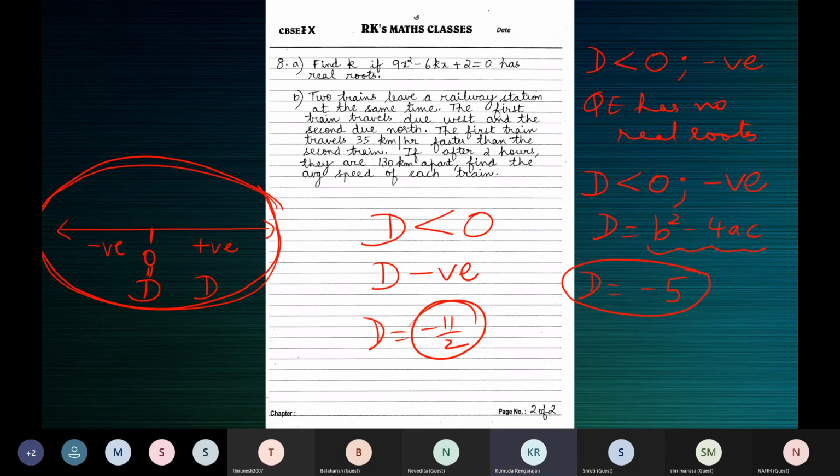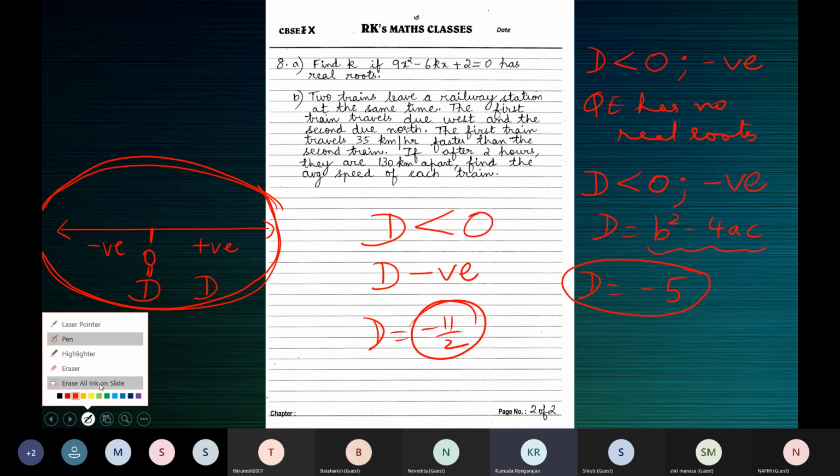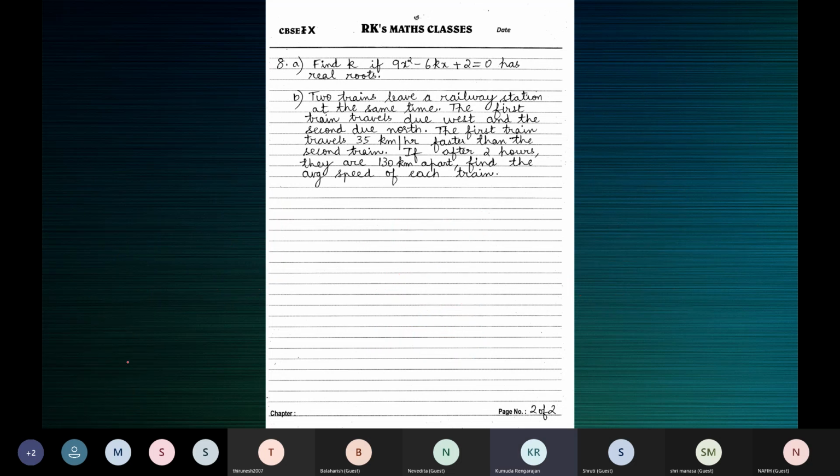It does not have real roots, meaning the roots are not rational or irrational, because they're not real. They're unreal. They're imaginary. That's about the roots of the quadratic equation when the value of D is less than 0.